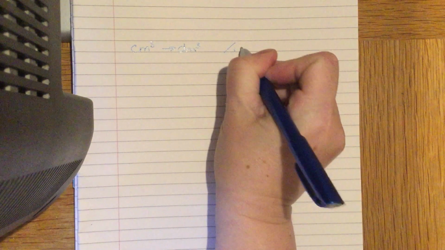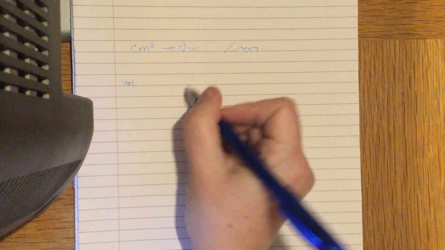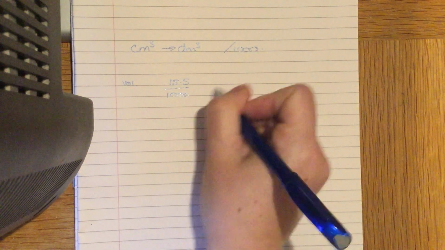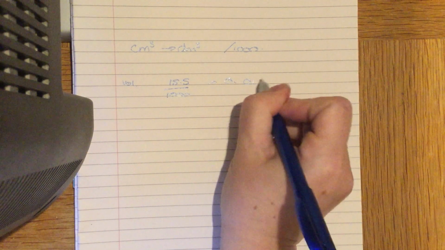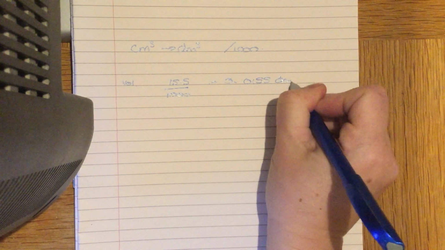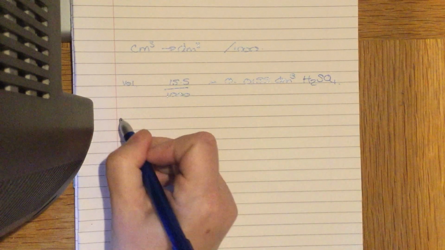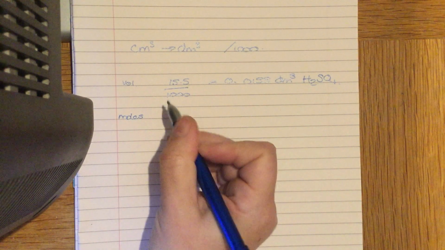So first things first, you'll notice that all of the volumes in the question are in centimetres cubed. Now to get from centimetres cubed to decimetres cubed, you have to divide by 1000. Now, the volume is your first step. So 15.5 centimetres cubed of sulfuric acid divided by 1000 gives us 0.0155 decimetres cubed of sulfuric acid. That's your first step.